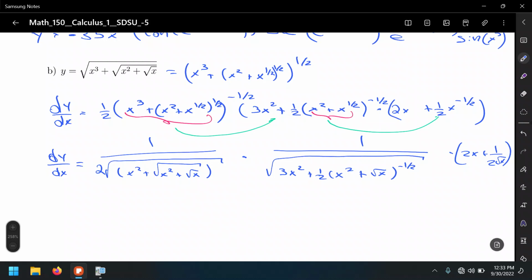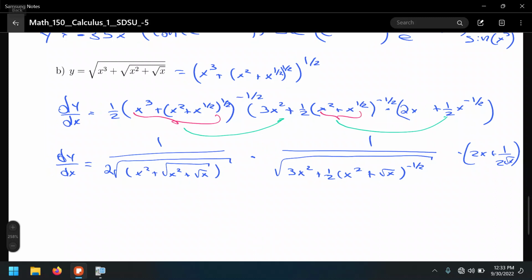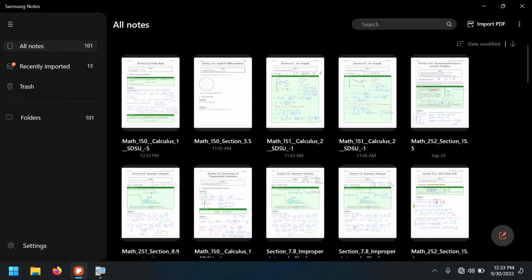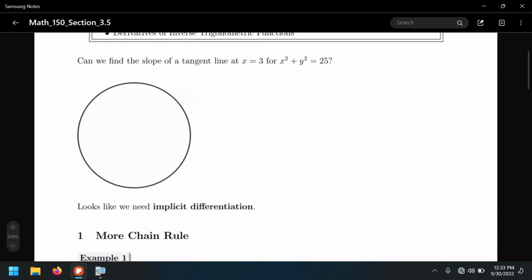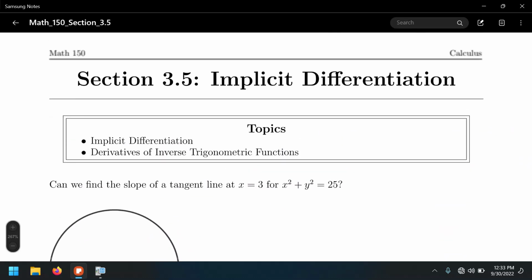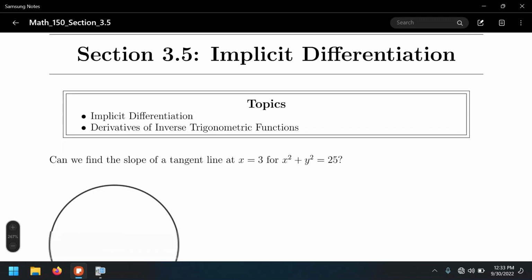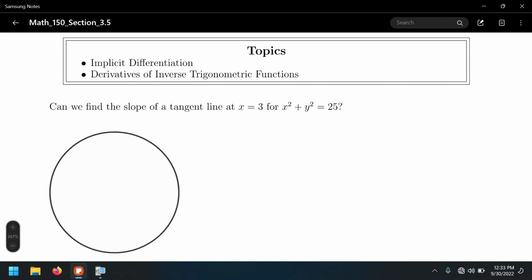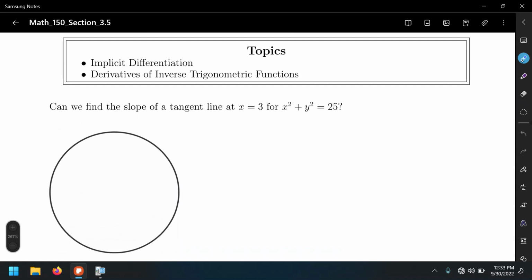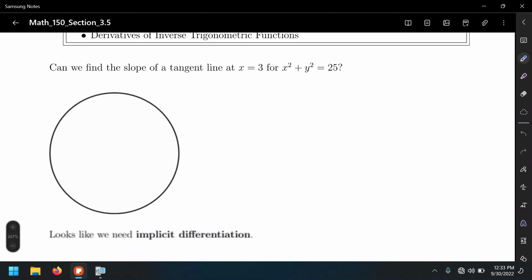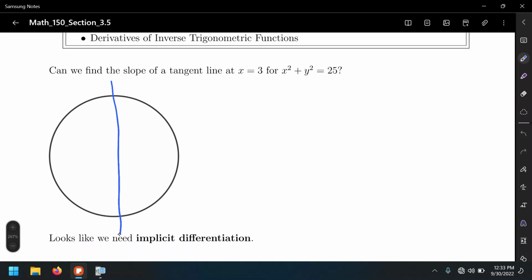Okay, let's move on to the next topic, and the next topic is section 3.5, implicit differentiation and derivatives of inverse trigonometric functions. Well, all right, so what about implicit differentiation? We will start with the question: can we find the slope of the tangent line at x equals 3 for this circle?